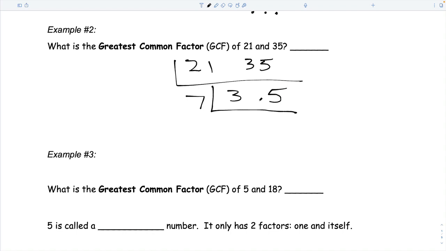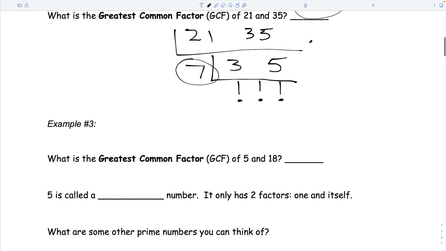Does 3 divided by 5 work? That's not a whole number, so I can't do that. I'm going to end and solidify the ending with some candles. And there's only one number left. If there's only one left to the outside, that's your answer. 7 is the GCF. What's the greatest common factor of 21 and 35? It's 7.